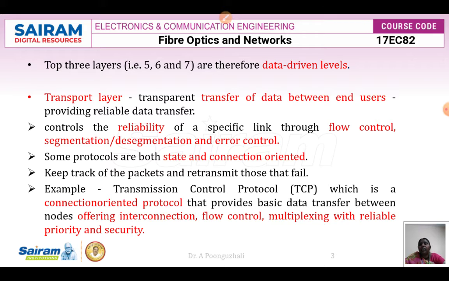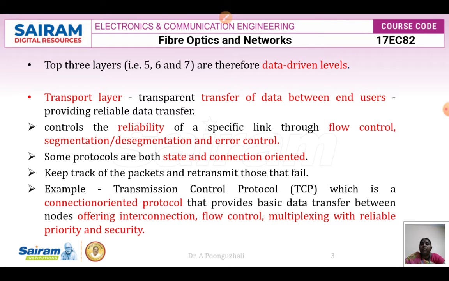Next we are going to go for your transport layer. The transport layer is nothing but a transparent transfer of data between the end users. That means it is going to provide reliable data transfer. So it is going to control the reliability of the specific link through flow control, segmentation or desegmentation, and error control mechanisms. The protocols that are going to be used can be both stateful and connection oriented. Your transport layer is going to keep track of the packets, and it is going to retransmit the packets if they fail.